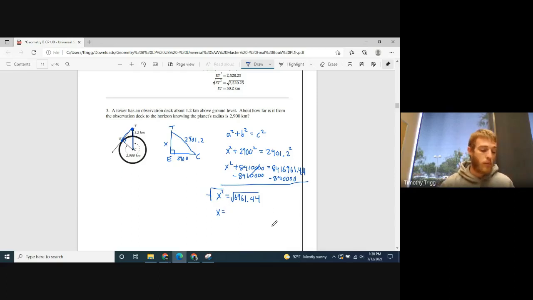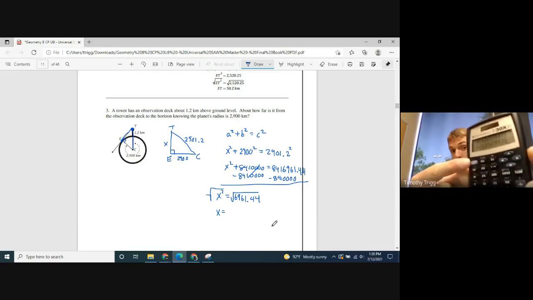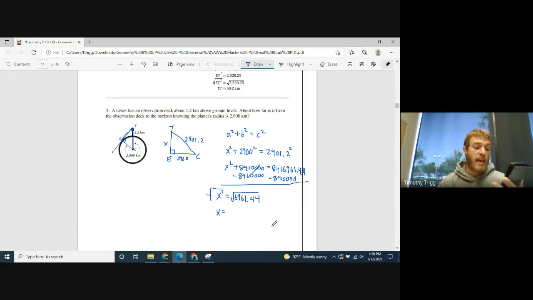Over here, on my calculator, I want to do the square root of 6961.44. Now on my calculator, and maybe on yours as well, I have to press the second key first. I have to press the second key and then press x squared, and that gives me the square root. Okay, so make sure you know how to find the square root on your calculator. Different calculators might be a little bit different, but you should get the answer 83.4. That's fine. And since it's all in kilometers, we would say that that's 83.4 kilometers. Okay. Make sure you're able to get that on your own on your calculator.